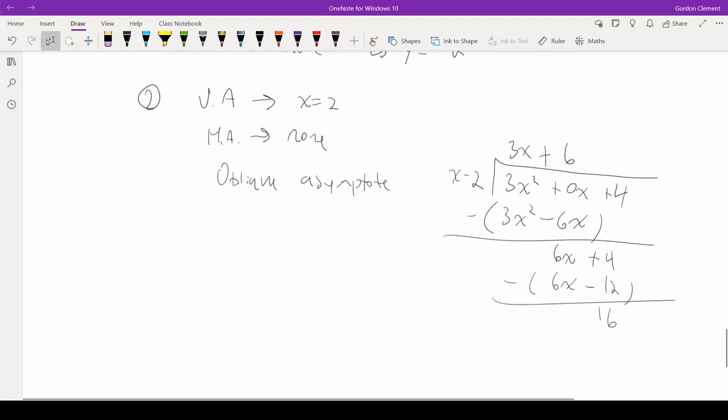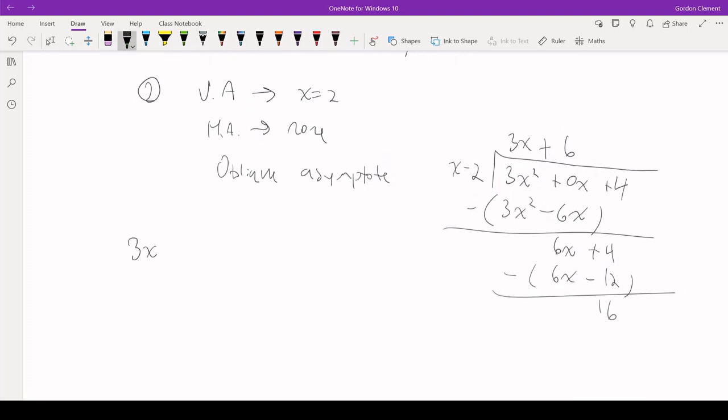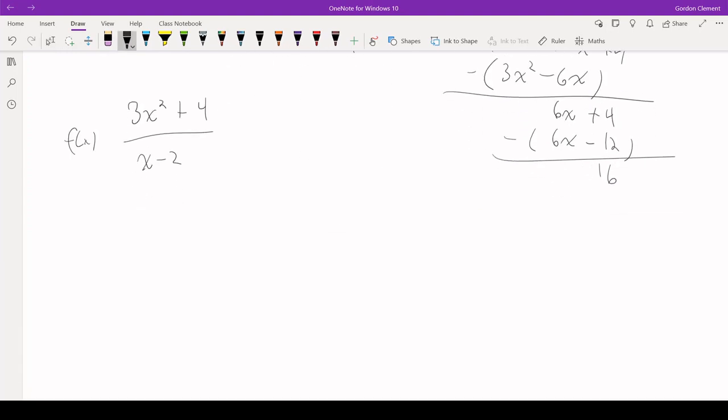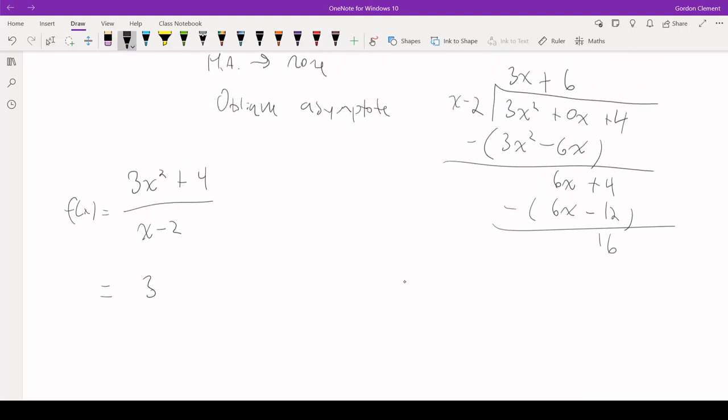And what that turns into, so this was our original thing. We did the division, and we ended up with 3x plus 6, and then my remainder was 16, so there's 16 that hasn't been divided by x minus 2 yet. And basically what this works out to, why this turns into the oblique asymptote. So this part's my oblique asymptote.